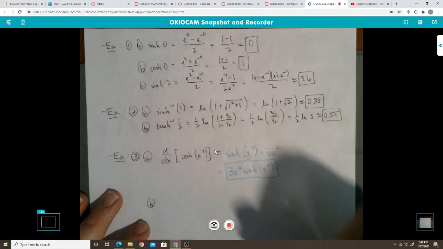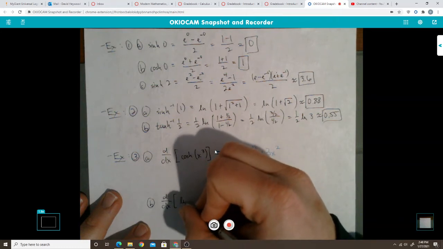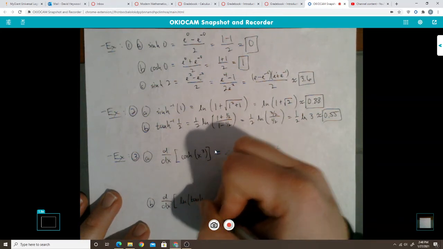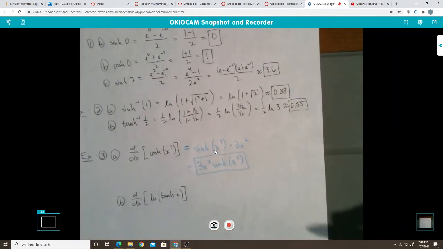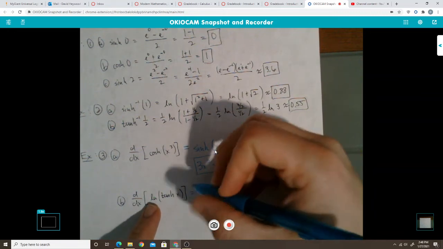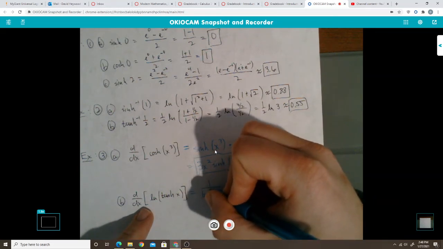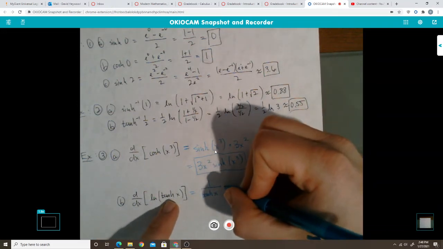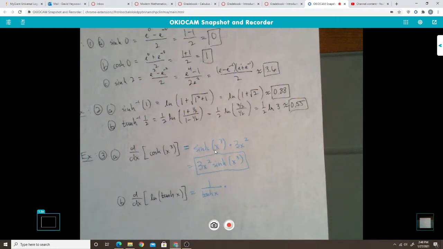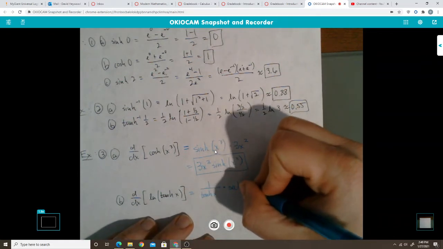What about the derivative of ln of tanh x? Okay, again, chain rule, right? So we'll say, well, the derivative of a natural log is 1 over whatever the argument is. So in this case, it's 1 over tanh x. But then times the derivative of the argument. So we have to multiply by the derivative of tanh x. So the derivative of tanh x is sech squared, right? Sech squared x.